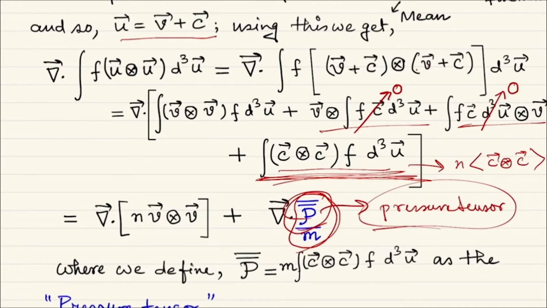Okay. So finally, to be very honest, this is not something new that we are doing. We know the final relations, the results. Now we try to recover those things starting from the microscopic theory, or the kinetic theory. You see here, this part contains only V. So this is the divergence of nV tensorial V plus divergence of P tensorial by M.